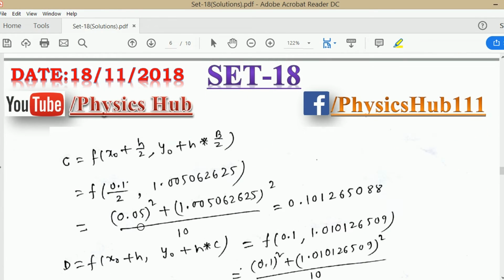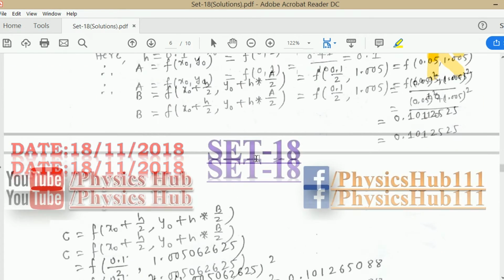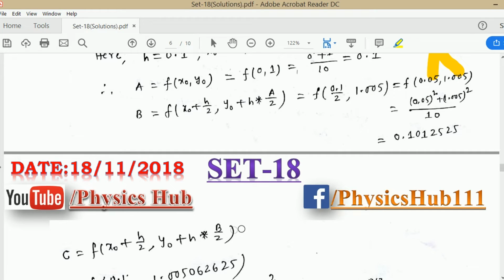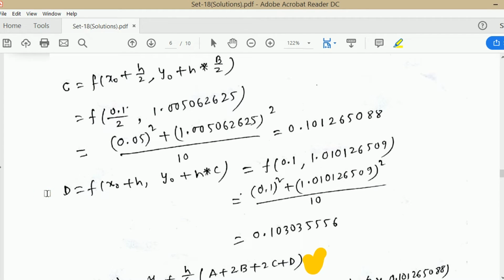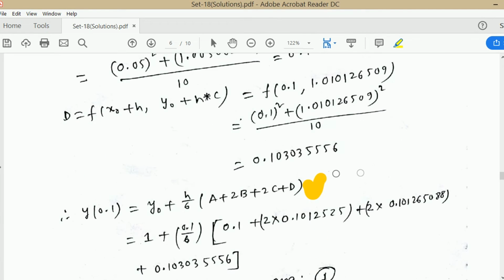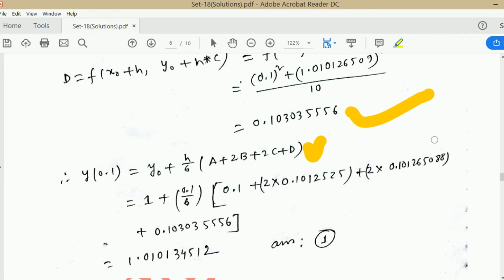Similarly, the formula for c is given by f of x naught plus h by 2, y naught plus h into b by 2. Here we have to put the value of b from here. Accordingly we calculated and we got 0.1012650088. And d, look, in the expression of d it is noticeable that it is not multiplied with c by 2 or h by 2. It is directly x naught plus h, y naught plus h into c. So many times students make a mistake here, so be careful while calculating d. Okay, so we calculate d and get this.